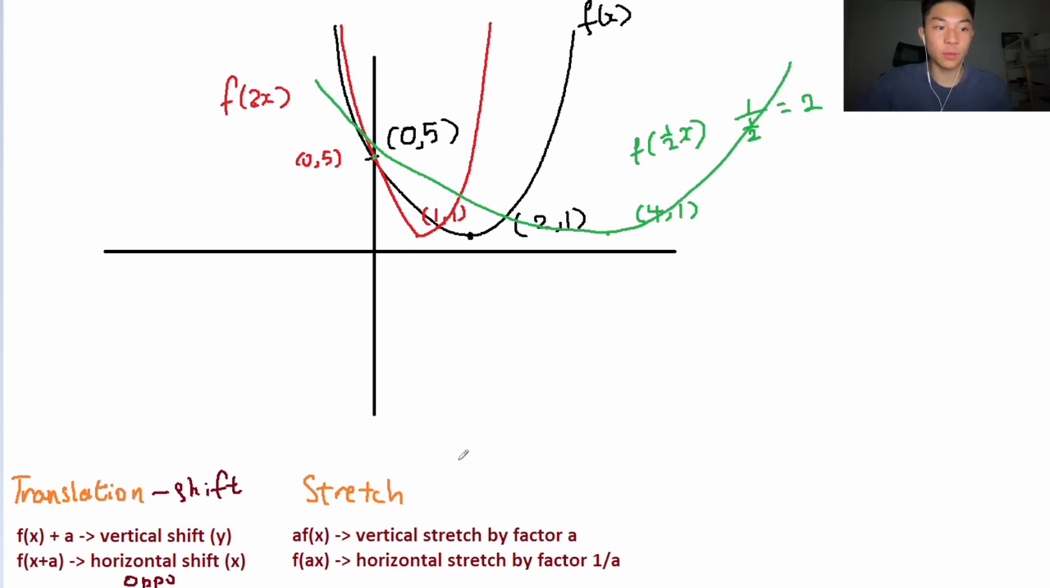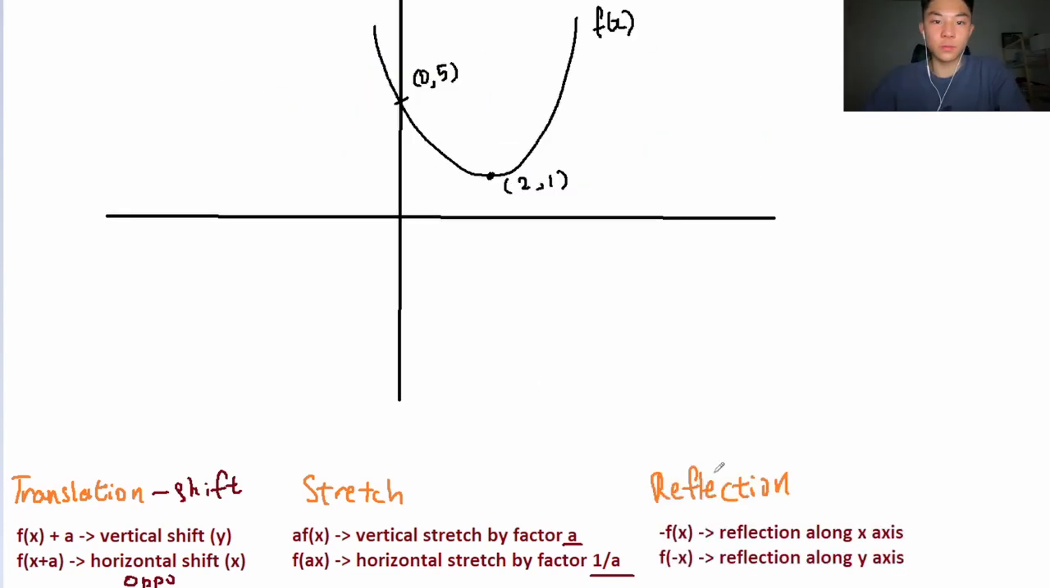So again, you need to memorize that for stretching, a vertical stretch will be multiplied by a factor of a, but a horizontal stretch is multiplied by a factor of 1 over a. Right. And if you look at our graph, we're compressing it horizontally, or we are stretching it horizontally.